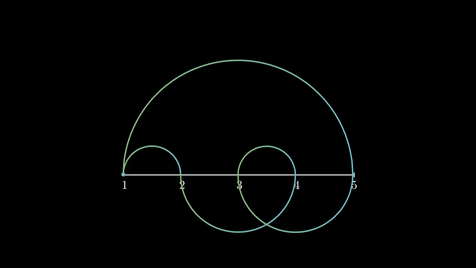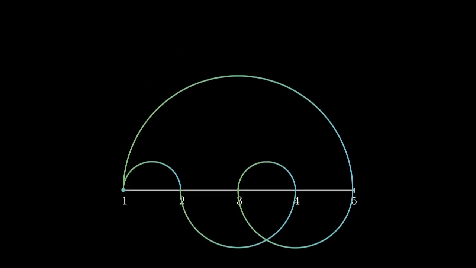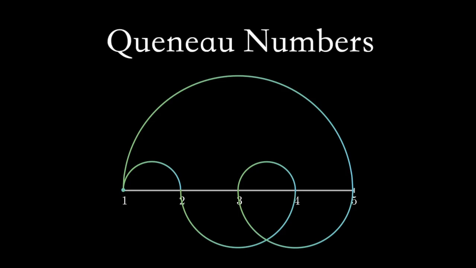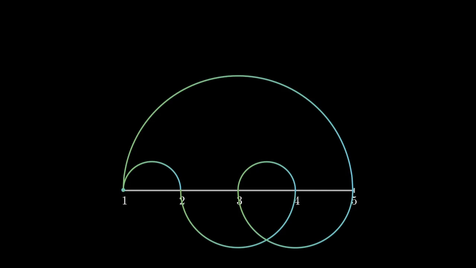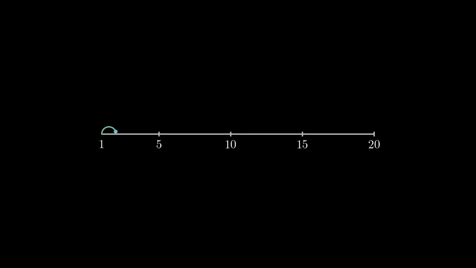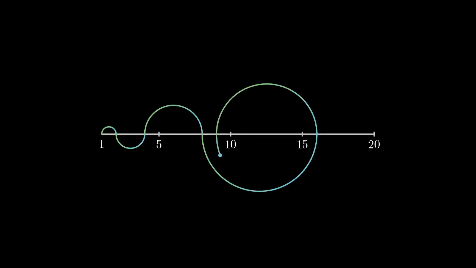Numbers that have this property of encountering every number and then returning to their original position are known as Queneau numbers, named after the mathematician Raymond Queneau. But these paths that chips take as they're shuffled from position to position can be very pretty even when the number of chips is not a Queneau number.